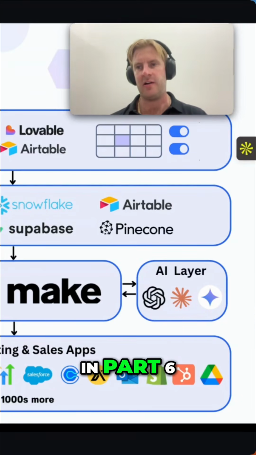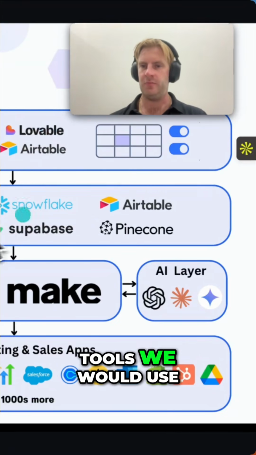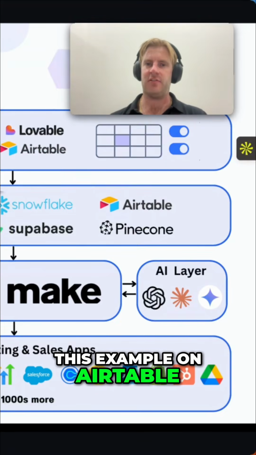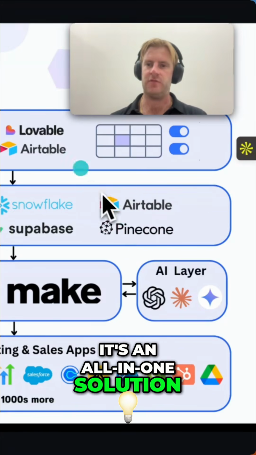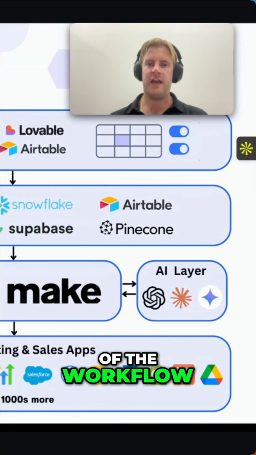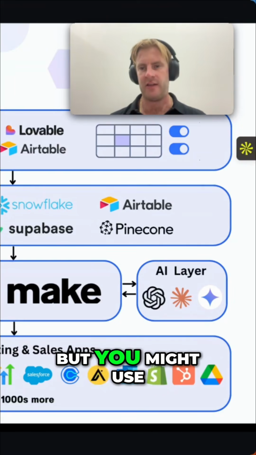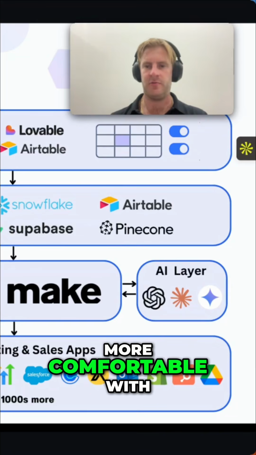So in part 6, in the next chapter, we'll look at which tools we would use. I'm going to make this example on Airtable. It's a great control layer and data storage layer. It's an all-in-one solution for these two parts of the workflow. And I'm going to use make.com as the orchestration layer, but you might use something like n8n instead if that's what you're more comfortable with.